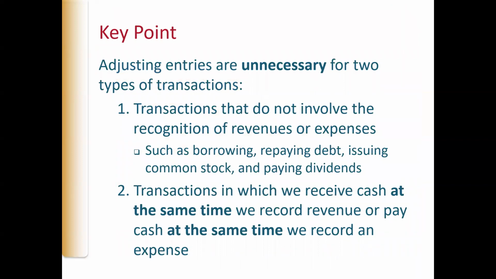Adjusting entries are unnecessary for two types of transactions. Transactions that do not involve the recognition of revenues or expenses, and transactions in which we receive cash at the same time we record revenues or pay expenses. So in those cases, we're not going to ever do an adjusting entry because they're not needed. Okay?